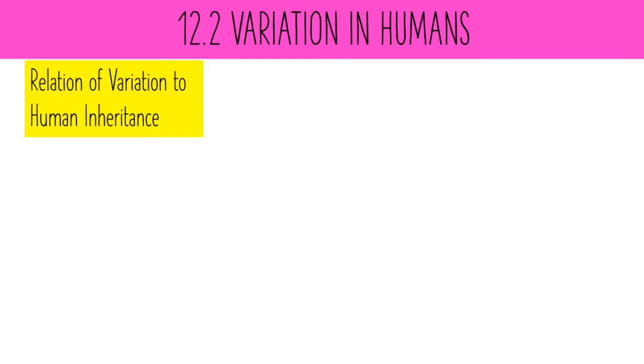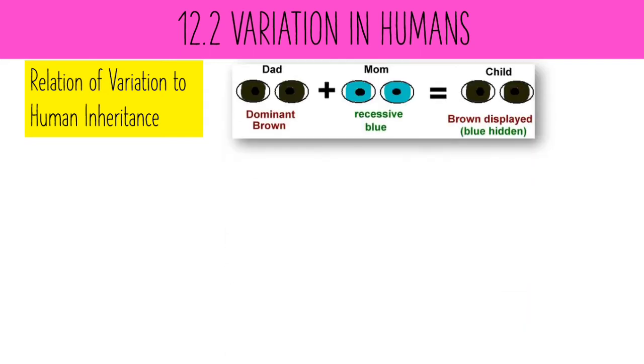Okay, first we will discuss the relation of variation to human inheritance. So this is subtopic 12.2, variation in human. Look at the picture. The dad has the dominant brown eye color, while the mom has the recessive blue eye color. But the children show brown. So blue is hidden. That means blue is recessive, brown is dominant.